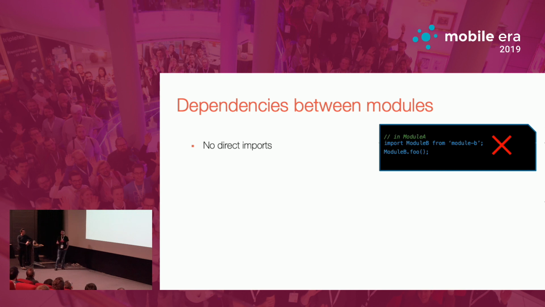But what can we do instead of that? We can use the engine as a proxy. JavaScript is a dynamic language and allows to call methods by their names. So we have engine.invoke function that allows us to call a module method from another module. So module b.foo is a registered method, and it can be called from module A.